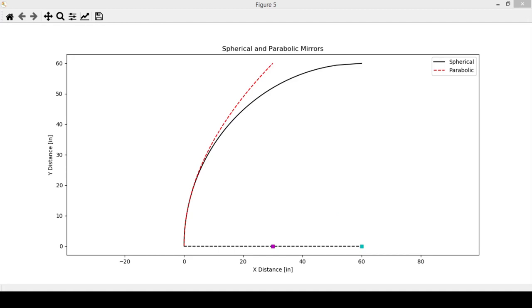All we need to do is specify a couple known mirror quantities first. For these simulations, I'm going to use the values of my spherical concave mirror, shown in black here, which has a radius of curvature of 60 inches, indicated here with the cyan square. This means the approximate focal length of this mirror is half of this radius of curvature, or 30 inches, indicated here with the magenta square. I'll use this 30-inch focal length for the parabolic mirror as well, which is shown here in dashed red. This way we can compare the two mirrors, each having the same focal length, where one is a spherical mirror and the other is a parabolic mirror. In all my plots, I'm only showing the upper half of the mirror since it's symmetric about the x-axis.